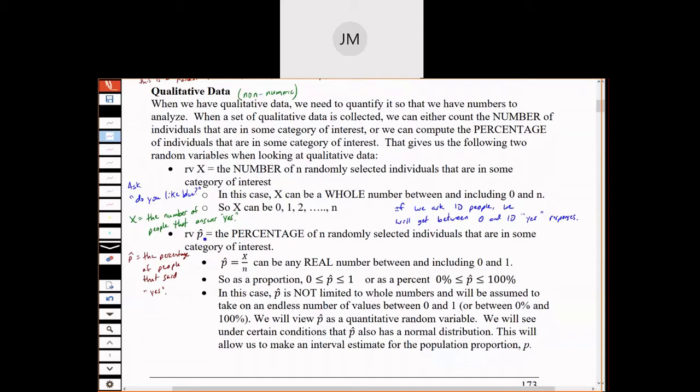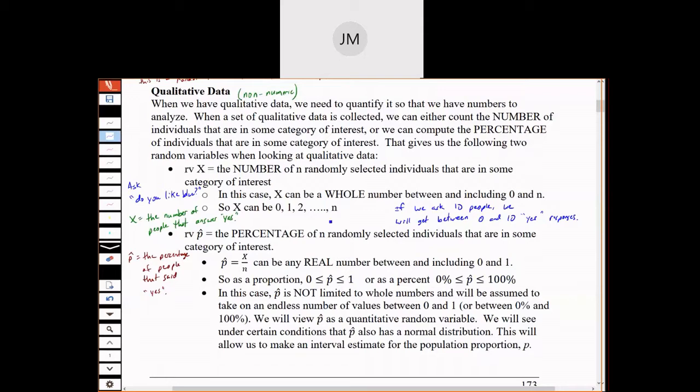The p hat is the percentage. Okay. Now they give us a formula here, right? P hat is x over n, because if I ask 10 people and 8 people said yes, 8 divided by 10 is how I turn that into a percentage, right? You just divide by how many people you have. Okay. And that's always going to give me a number between 0 and 1, right? So the p hat is a number between 0 and 1, and we can also write it as a percentage. But remember, this percent symbol is just a fraction over 100. So it's really the same number, it's just written a different way.